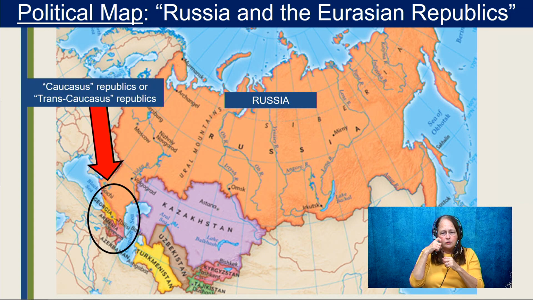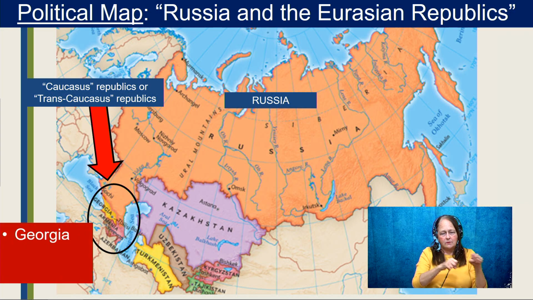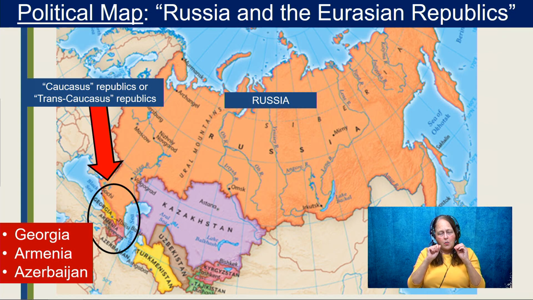And then to the southwest of Russia, we have 3 countries that we call the Caucasus republics. You might also hear them called the Trans-Caucasus republics. And in that region, around the Black Sea and the Caspian Sea, these are the 3 countries. The first one is Georgia, and no, not Georgia that borders Alabama. This is a country that borders Russia that's called Georgia. So we've got Georgia, Armenia, and Azerbaijan. Say that after me. Georgia, Armenia, Azerbaijan.